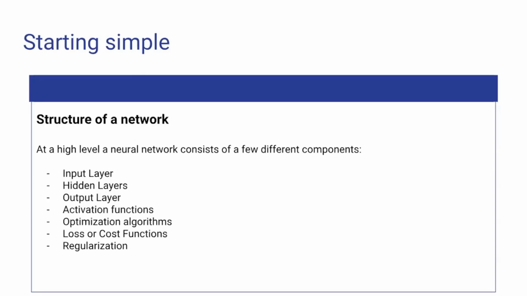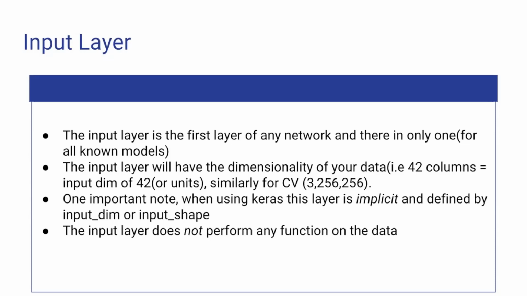So we're going to start simple. The main components or structure of a network are the input layer, the hidden layers, the output layer, the activation functions, optimization algorithms, loss or cost functions, and regularization. And we'll go over each one of them in varying levels of detail. Okay, so as you may or may not know, it should be rather obvious that the input layer is the first layer of any network, and there's only one for any model out there in existence currently.